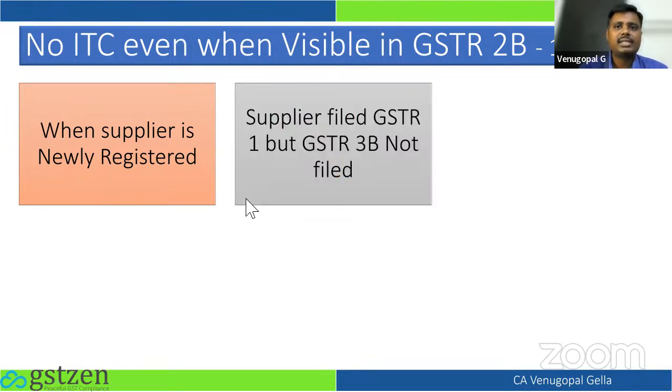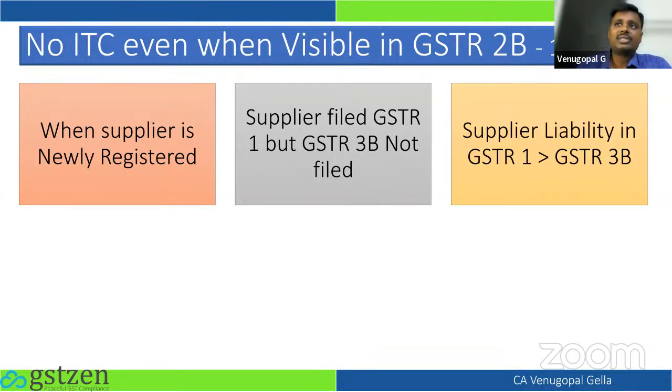Second thing is, he is not a newly registered supplier, he is an old supplier, but the supplier has filed GSTR1, but GSTR3B is not filed. Even then it gets restricted. Supplier has filed GSTR1, has filed GSTR3B, but in his GSTR1, the liability he has reported is say 100 rupees, but in GSTR3B, the liability reported is 80 rupees. So there is a shortage of 20 rupees. Now, again, the input tax credit will be restricted.